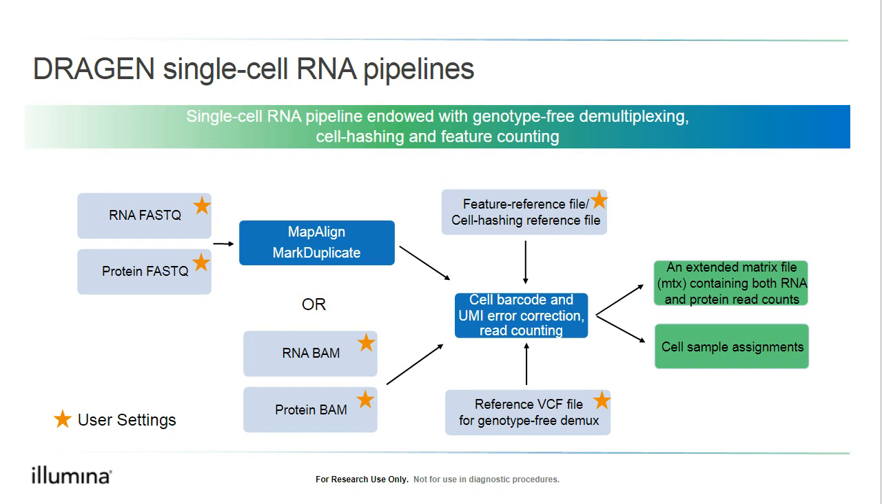In the RNA pipeline, we do cell barcode and UMI error correction and read counting, and then the boxes that have the stars in them are the optional files that you can include in your experiment. It could be the feature reference file, the cell hashing reference file, or the genotype-free demultiplexing VCF file. What you get as an output from the single cell pipeline is a cell by gene expression matrix, essentially. That file can then be used downstream in a number of tools like Seurat or other tools that you want to use for your downstream experiment.